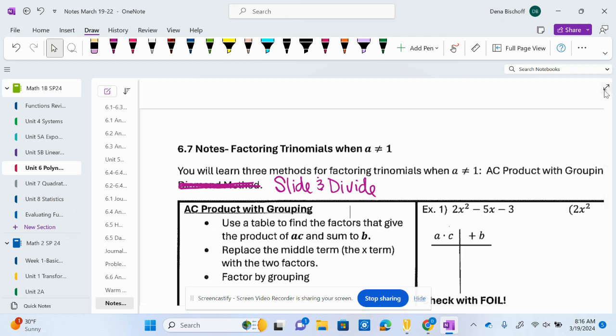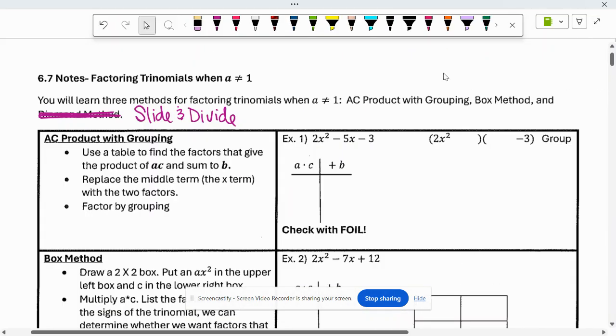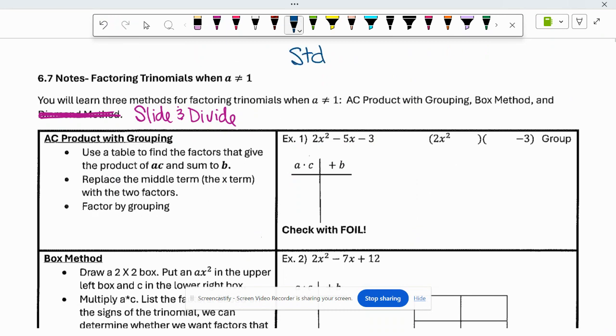So it's really important that I make sure my trinomial is written in standard form. Remember, the standard form of a quadratic, I'm just going to abbreviate that, STD form, is ax squared plus bx plus c. That's the standard form. We always need to make sure our trinomials are written in that form, right?